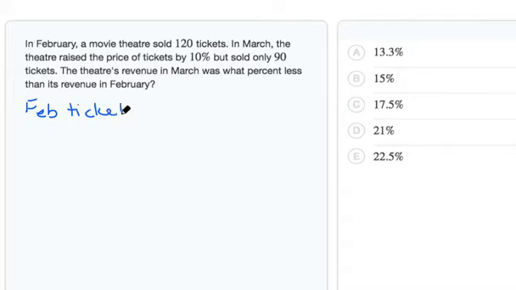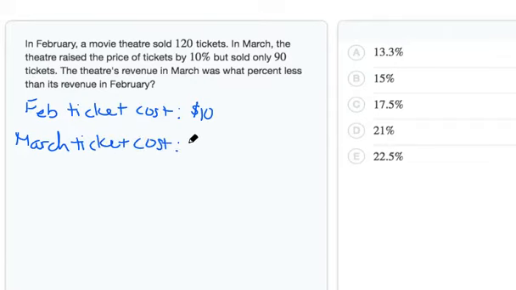ticket cost is $10. This would then mean that the March ticket cost would be $10 times 110% since it's being raised by 10%. If we do this math out, this would actually end up being $11.